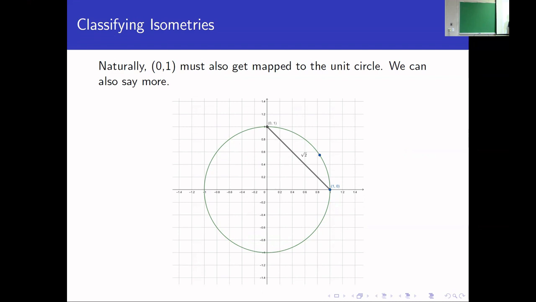No, switch it. 1, 0 ends up somewhere on the circle, let's say right here. The other basis vector, 0, 1, has to not only end up somewhere on the circle, but wherever it is, it has to be distance radical 2 away from the image of 1, 0. All right. How did I get the radical 2, Emma?